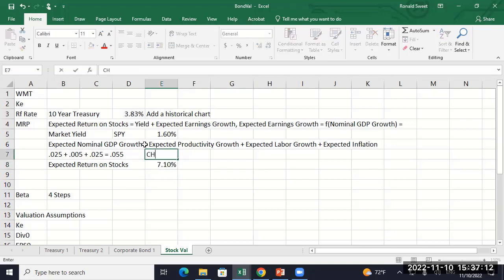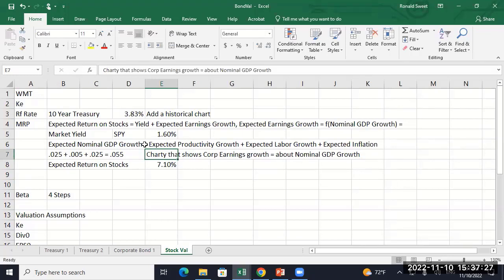Why? Because you have a chart that shows corporate earnings growth equals about nominal GDP growth. So I've got plenty of charts that you can use. If you remember that chart, over the long term, corporate earnings have grown more slowly than the economy, except just recently they caught up for the first time ever. So the economy grows about 6.4%. Corporate earnings growth has been about 6.4%. So you have some charts you can put in there that are out there on Blackboard that somewhat support your argument. So expected return on stocks, 7.1%. That sounds low, but we'll go with it.